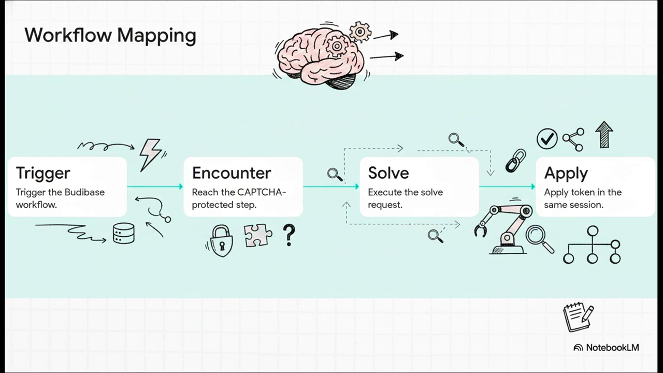What triggers the Budibase workflow? Where exactly does the CAPTCHA protected step happen? What data do you need to gather before the solve request? And crucially, where is that solve token going to be applied, and what confirms that the downstream action succeeded? Documenting this prevents the most common design mistake we see, treating the CAPTCHA solve as a standalone task. In reality, the solve is just one piece of a much larger puzzle.